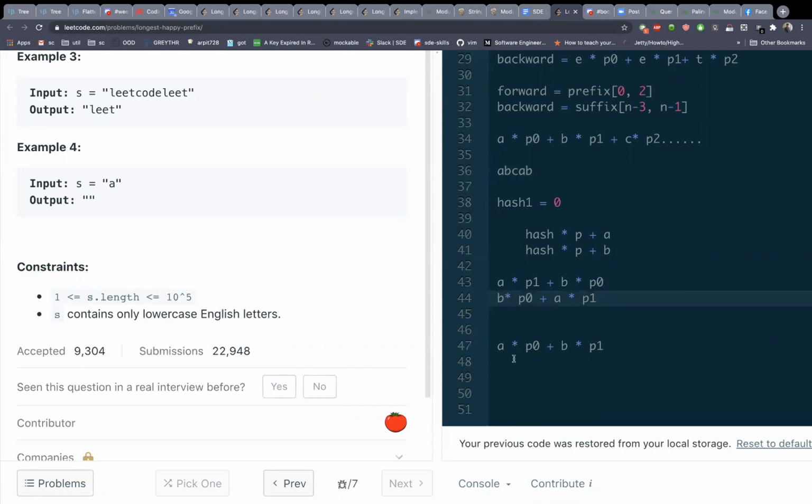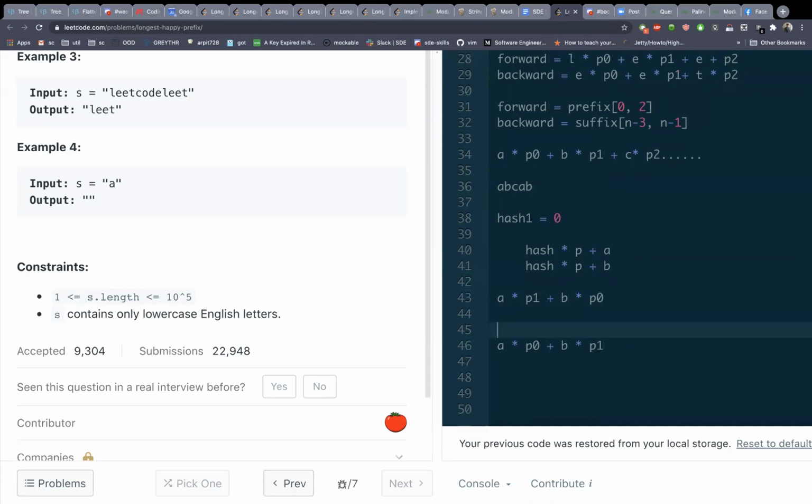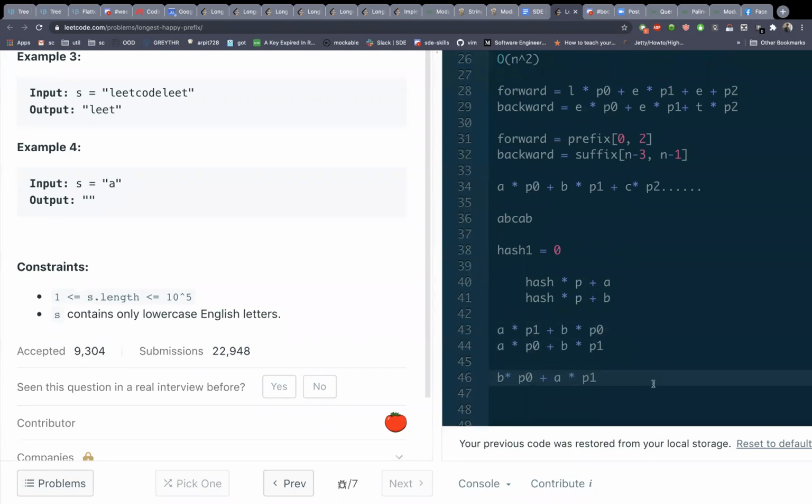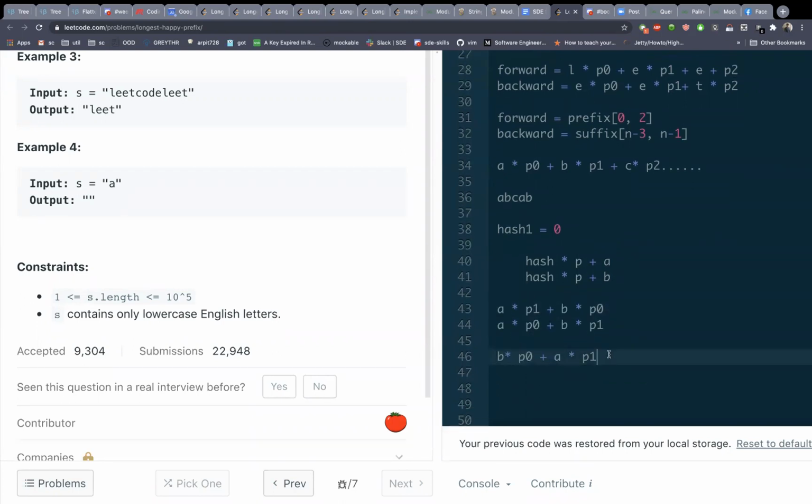Just a minute. B into P0. If you move from right to left, then in this order you will be calculating your hash, right? Then the next would be C into... just a minute. So it will be something like B into P0 plus A into P1 plus C into P2, if we calculate from right to left.